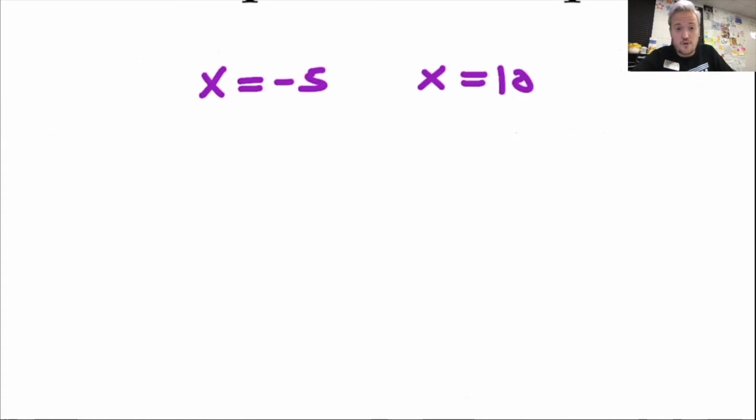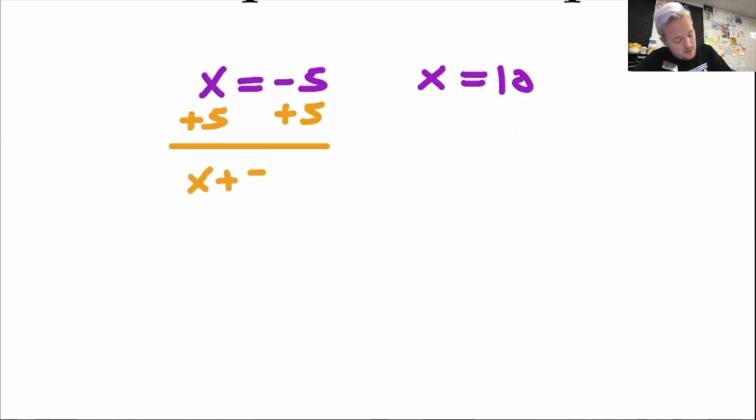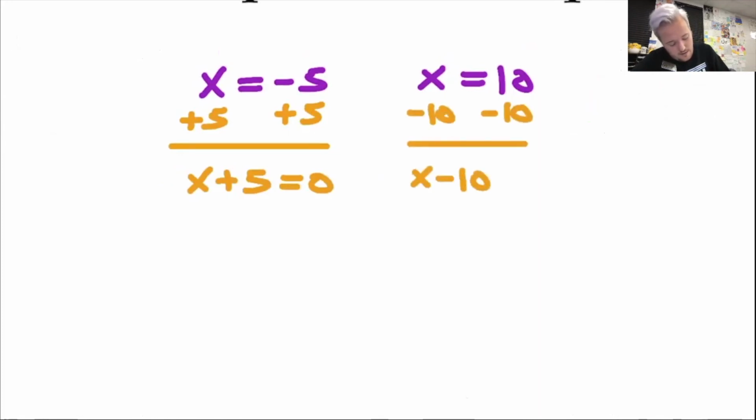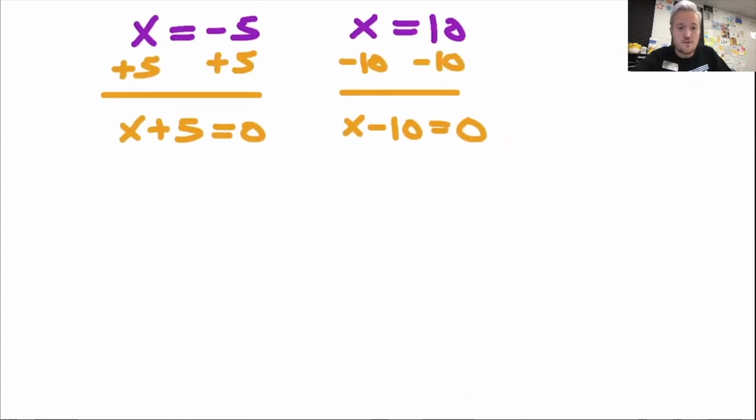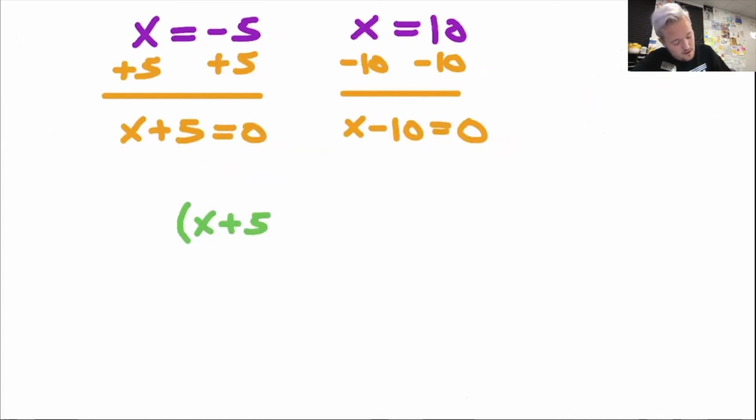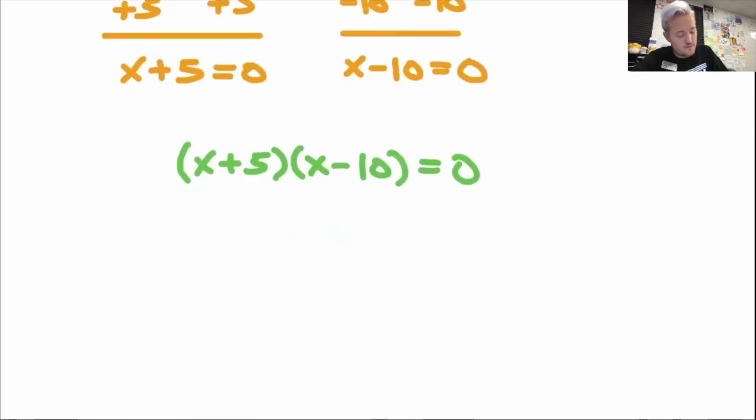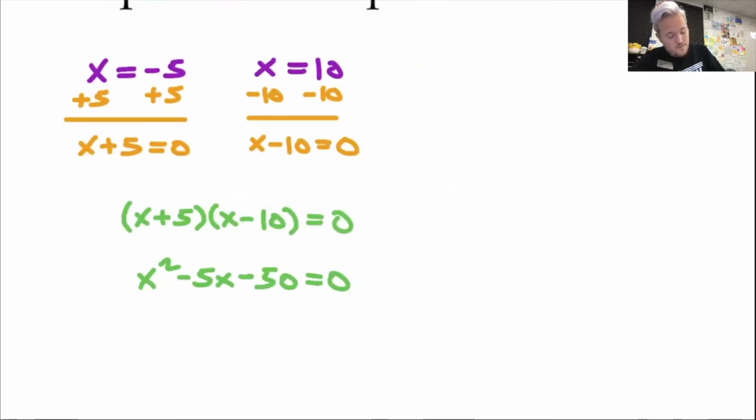All right, so now we need to turn these into binomials. So I'm going to add 5. So I'm going to have x plus 5 equals 0. And over here, I want to subtract 10. So I'm going to have x minus 10 equals 0. So these are my two binomials. So now I want to multiply these together. So when you FOIL these out, you're going to get x squared minus 5x minus 50 equals 0.